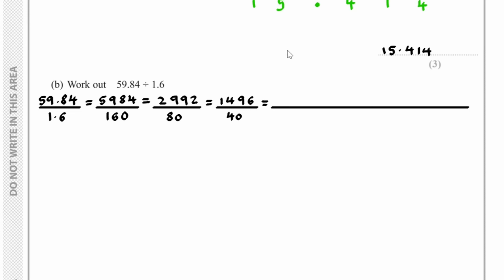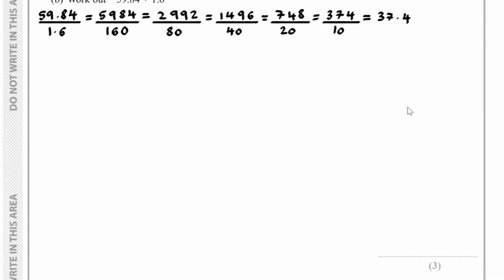And then, again, we've got even numbers, so we can divide the top and bottom by 2. So we've got 748 divided by 20. Again, even numbers. Divide top and bottom by 2, so we have 374 divided by 10. And that's quite straightforward to work out. We get 37.4.